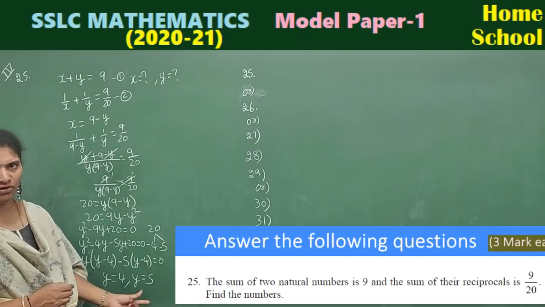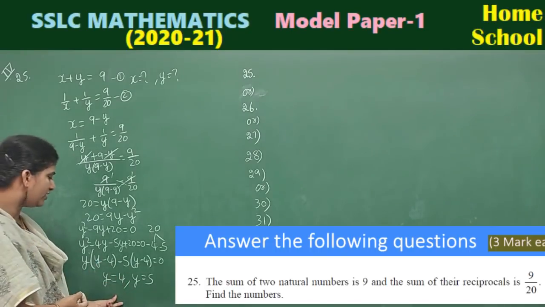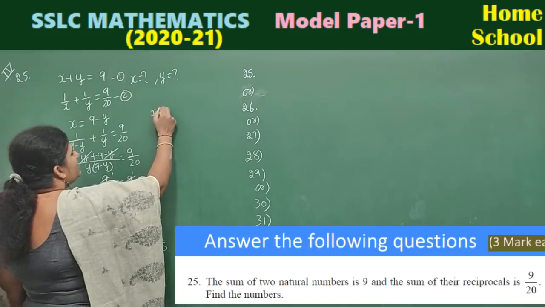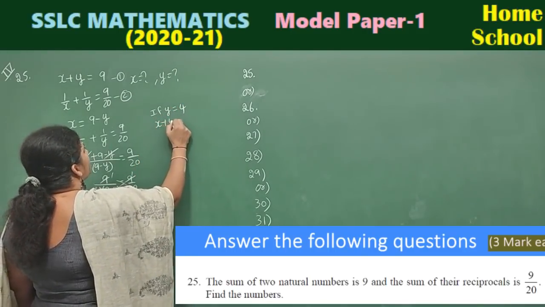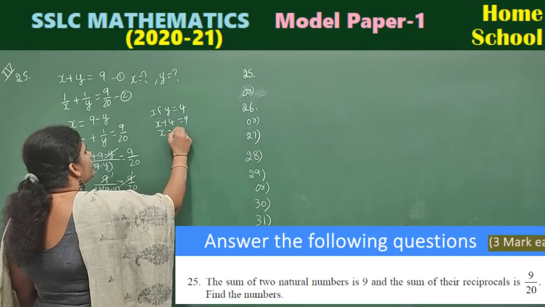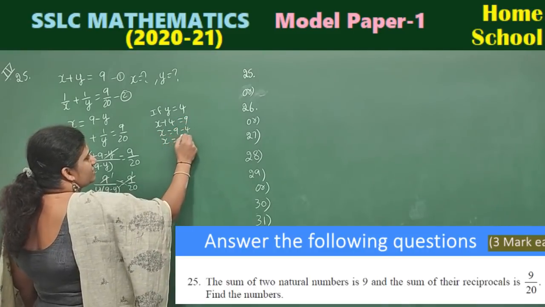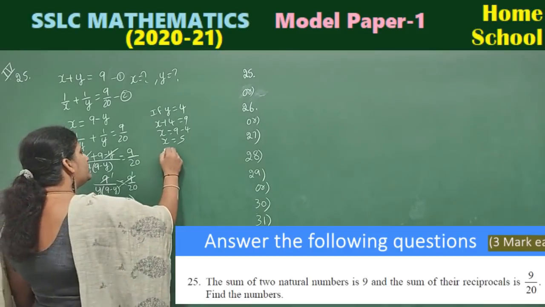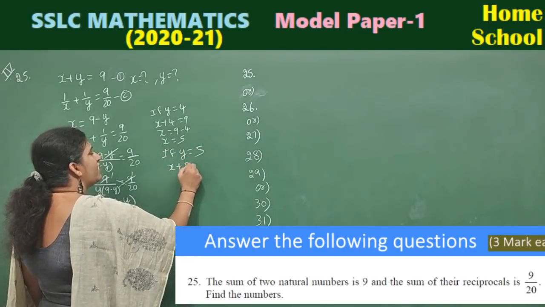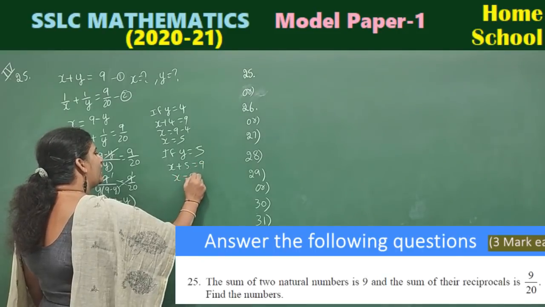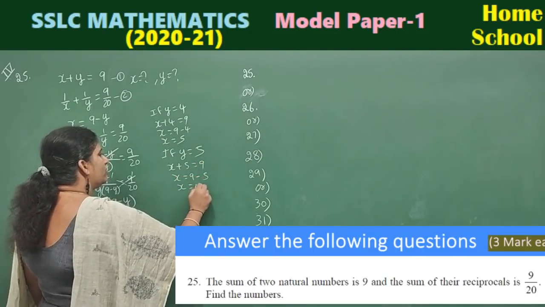Either y is equal to 4 or 5. Substitute this value. If y is equal to 4, x plus 4 is equal to 9, so x is equal to 9 minus 4, x is equal to 5. Suppose y is equal to 5, then x plus 5 is equal to 9, x is equal to 9 minus 5, x is equal to 4.